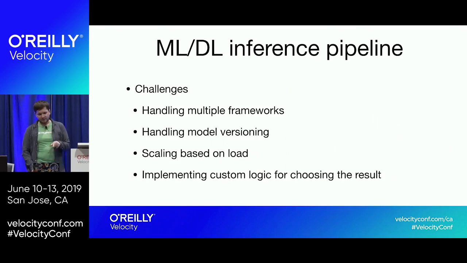Basically, just one about custom logic. Let's say you have model A and model B, and you have a new model. If the results of the new model are too different from the old model, you want to still use, for example, the old model, basically to have this kind of canary deployment, but in a softer way.